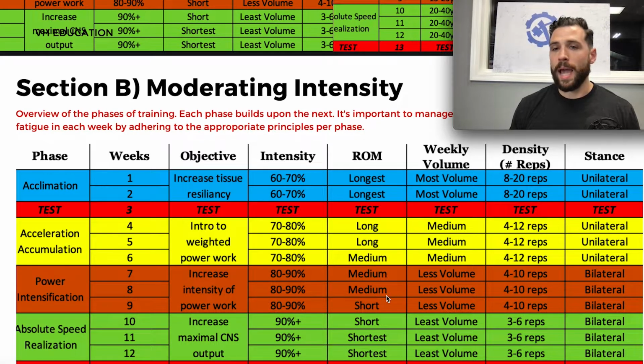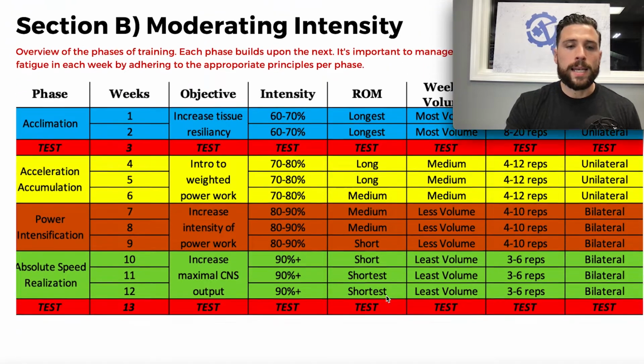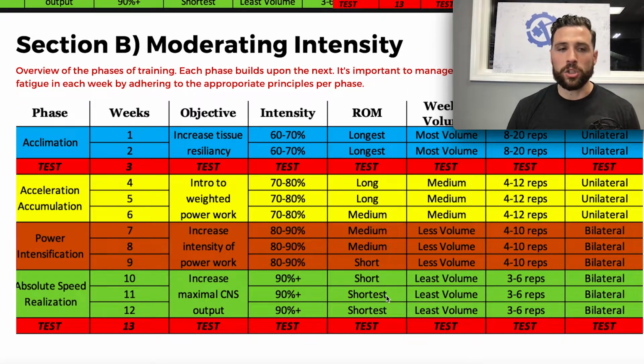This refers to what's happening kinematically in the weight room that we need to be prioritizing. Week 3, we test across the board, as you guys can see here. Now, during acceleration and accumulation, this is an extension of our acclimation. So this is our intro to weighted power work via resisted sprints and also some weighted unilateral work.